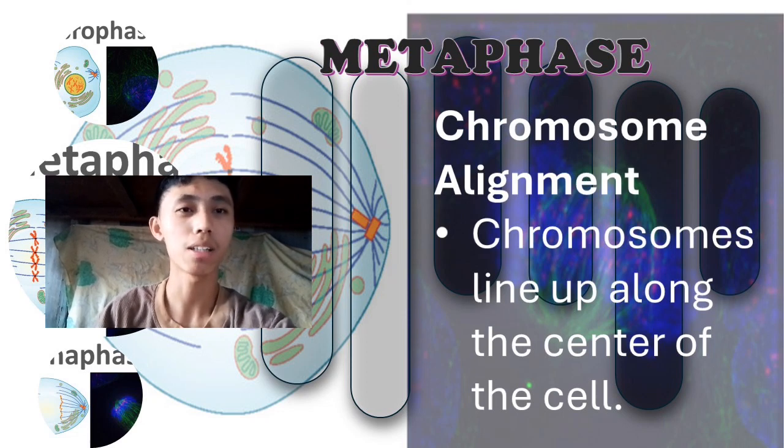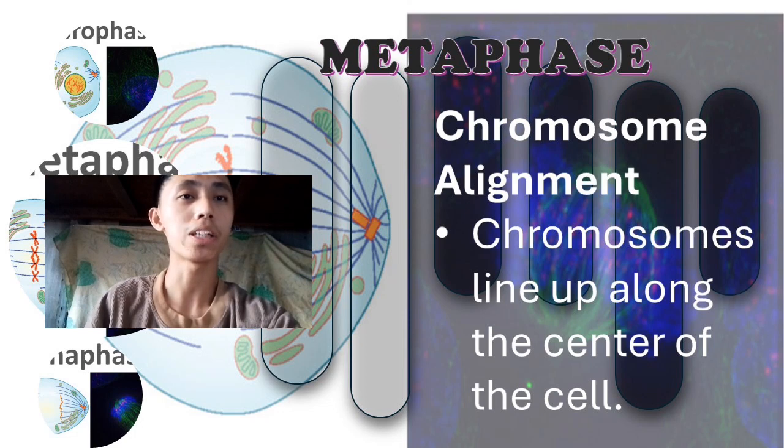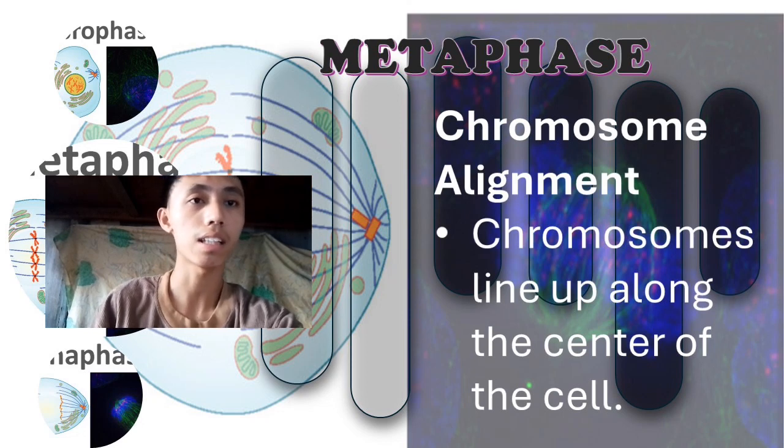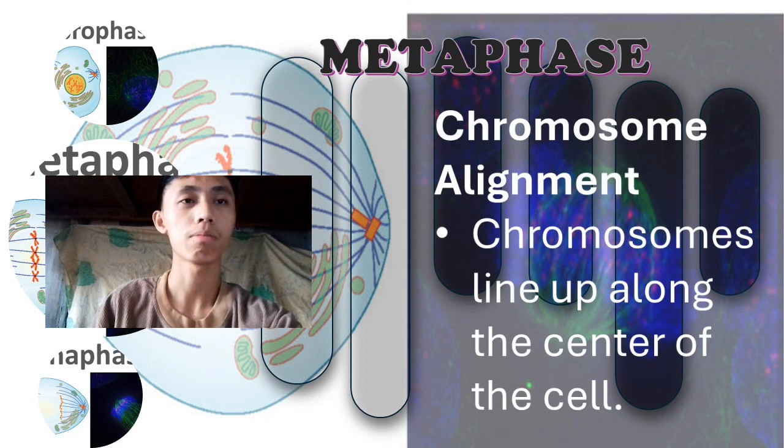Okay, let's start. In metaphase, the action really starts to heat up. Picture this: the chromosomes, which have now fully condensed, line up along the center of the cell in a single file. It's like witnessing a mesmerizing formation, where every chromosome takes its designated spot, ready to play its part in the division process.